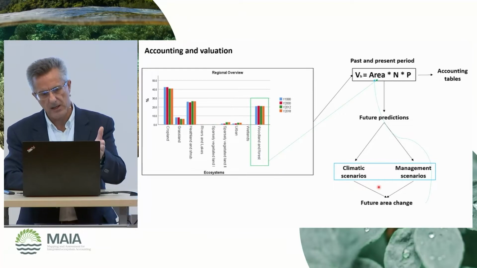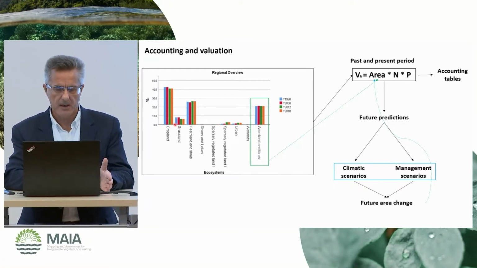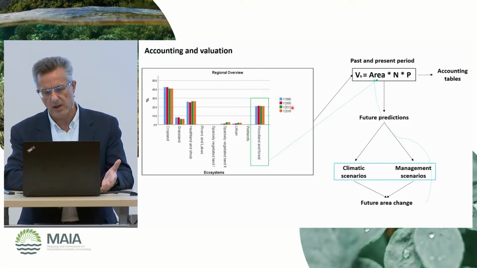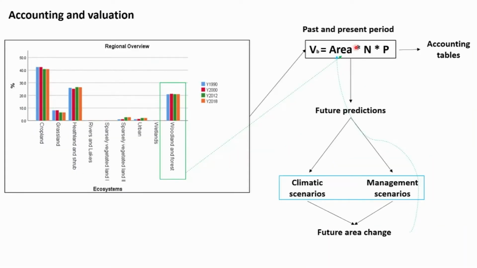In this case, we did the accounting and evaluation for all the different types of ecosystems, and for these years, 1990, 2000, 2012, and 2018, and we see the ecosystems and the percentage of each one of these ecosystems in the different years. And of course, for the past and the present period, we have also calculated the accounting tables based on this biodiversity value, the equation which we mentioned before. And of course, we can also predict what will happen in the future under the climatic crisis scenarios and management scenarios, and also give the future area change.